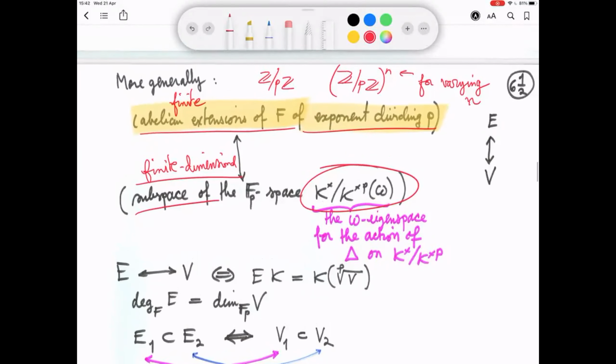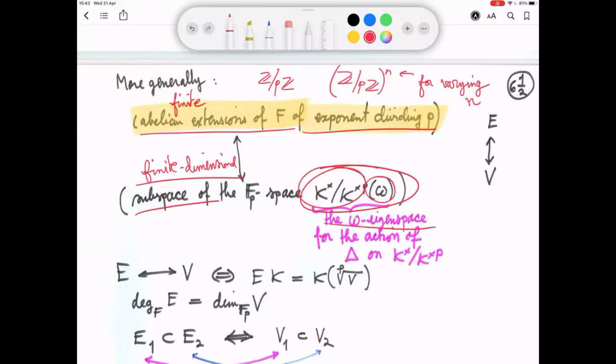But in general, you are looking at K star modulo K star to the power p. You are looking at the omega eigenspace, so the omega eigenspace for the action of delta on this, right? And then you are looking at finite dimensional subspaces of this Fp space. So this is sort of computable. And this is unknown.